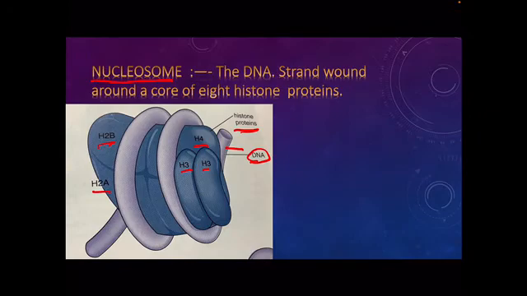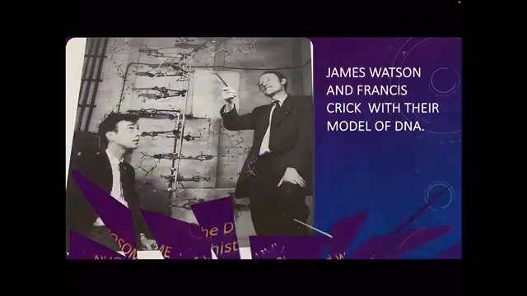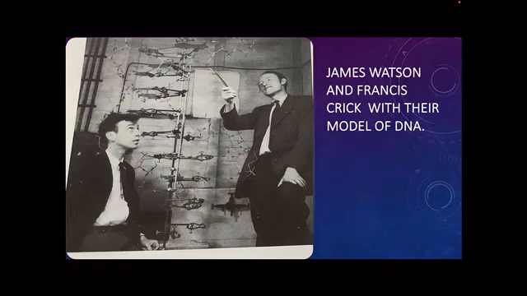Now I want to tell you about the discovery of DNA. Ultimately, students, the chromosome is made up of DNA and histone protein. So DNA is the actual material of which the chromosomes are made. DNA was first discovered by James Watson and Francis Crick, with their model of DNA presented here, and after that they got the Nobel Prize in 1962.